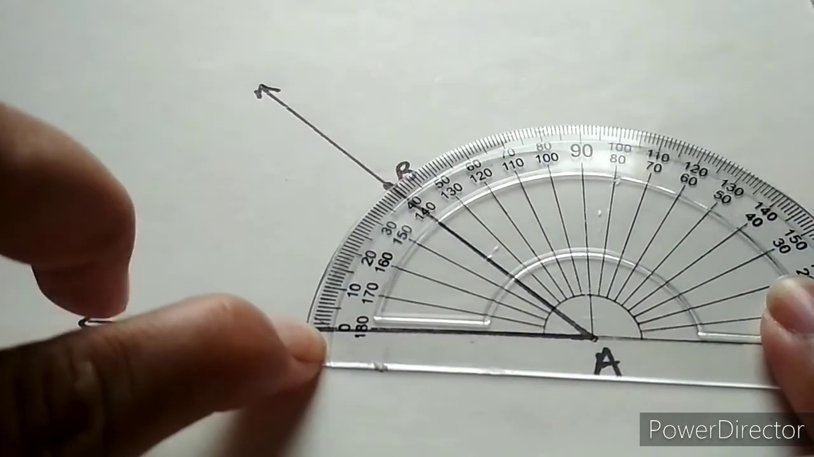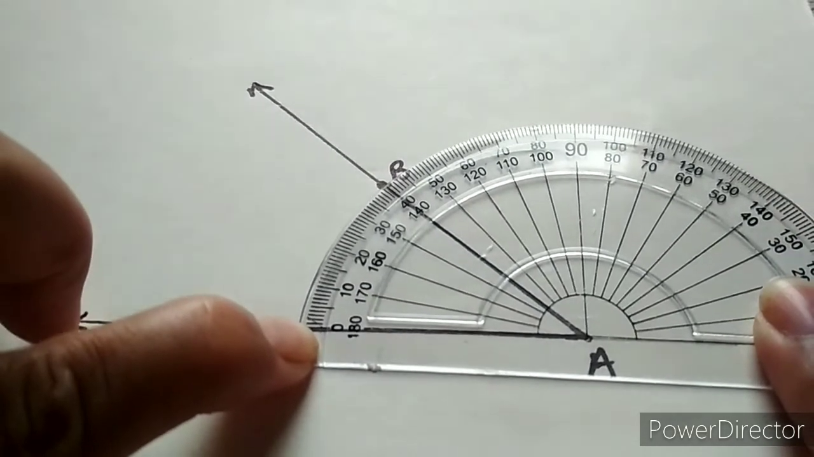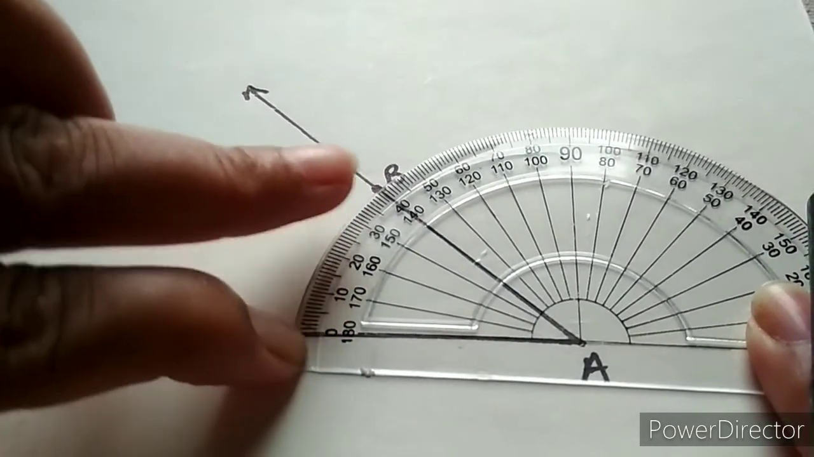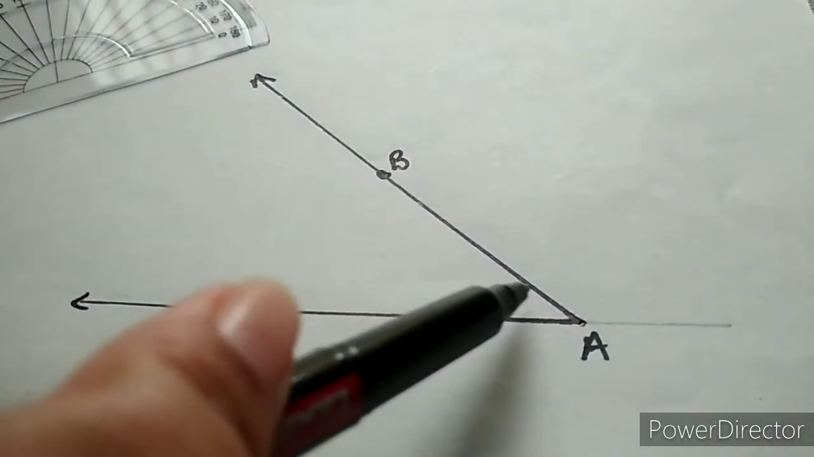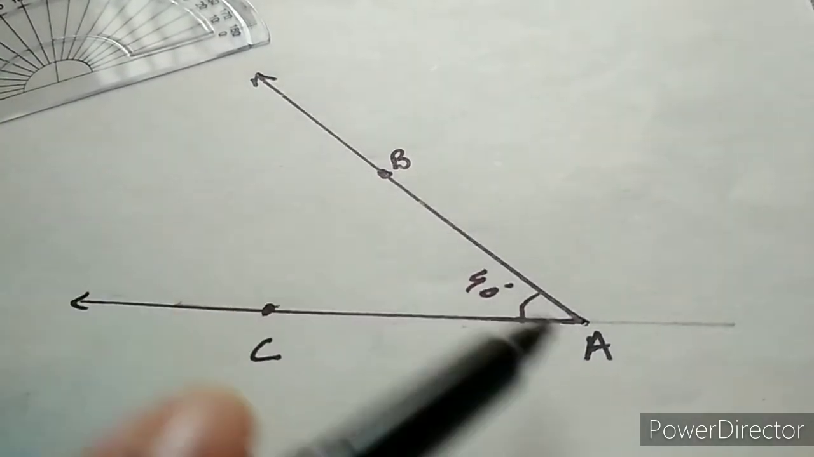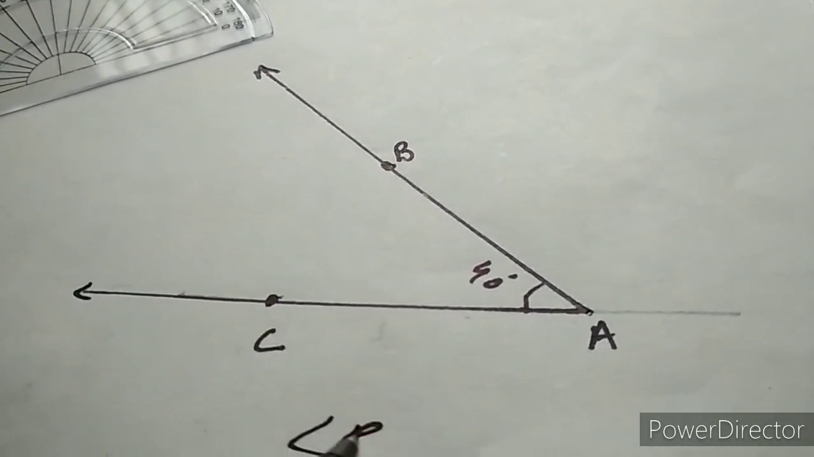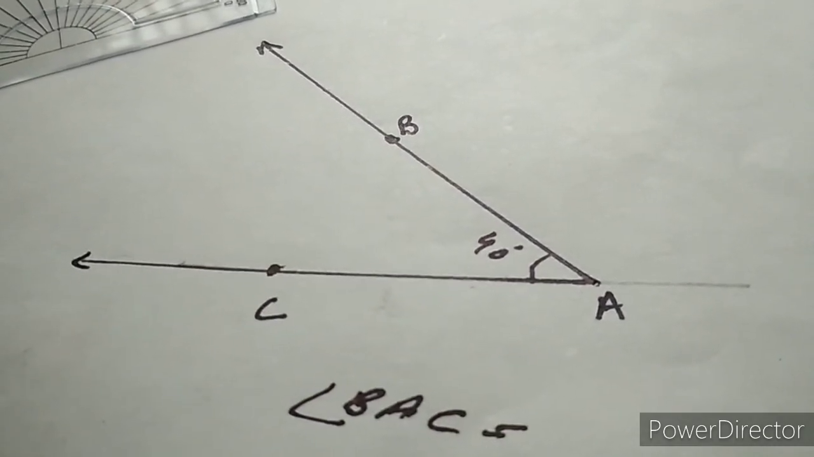Start reading from 0. 0, 10, 20, 30, 40. So this angle is a 40 degree. Angle BAC equal to 40 degree.